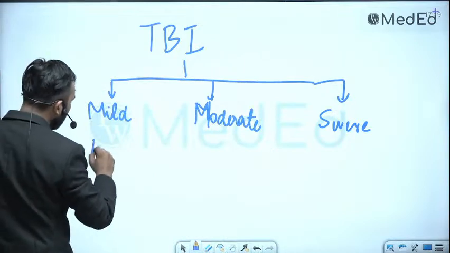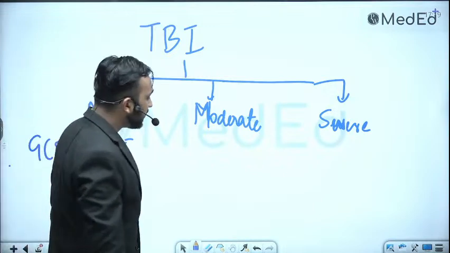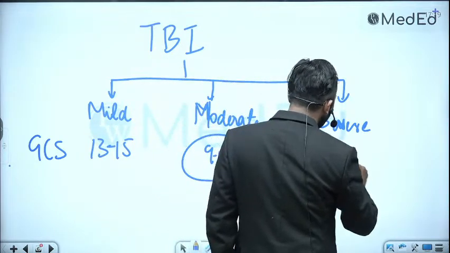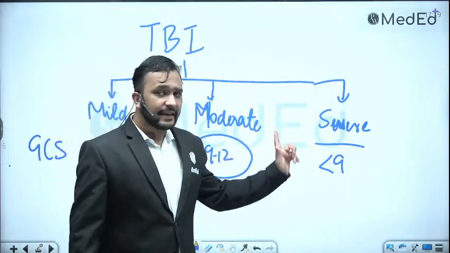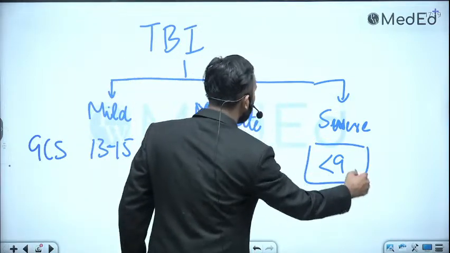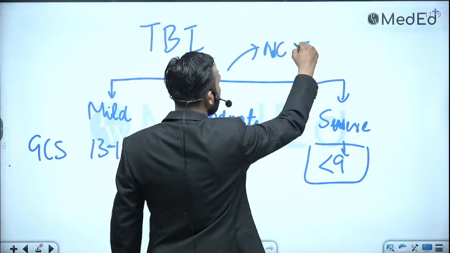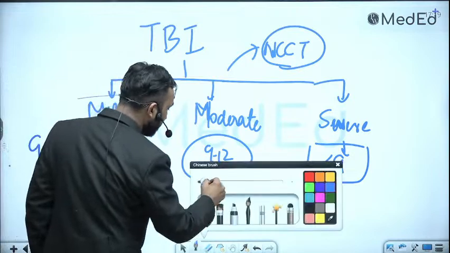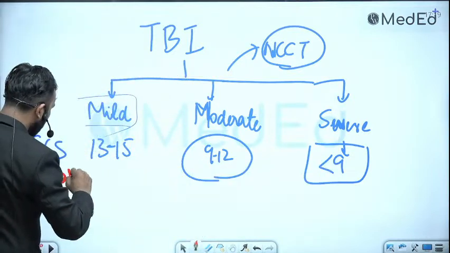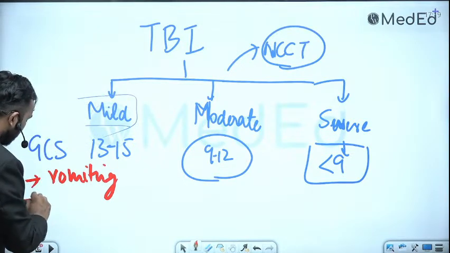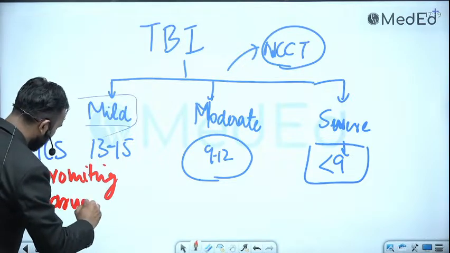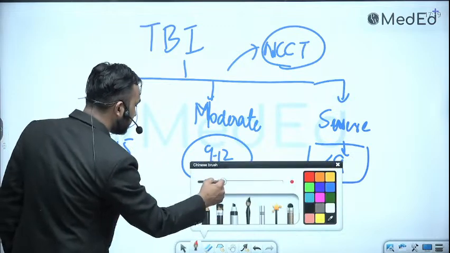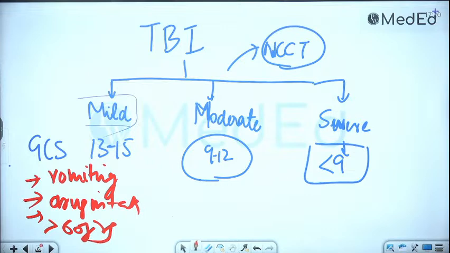If the GCS score is between 13 to 15, it is a mild traumatic brain injury. If it is between 9 to 12, it is moderate, and if it is less than 9, it is severe. In patients with moderate and severe traumatic brain injury, you will get an NCCT head. And in patients with mild traumatic brain injury who have any history of vomiting, or any history of drug intake, or the patient is old, more than 60 years of age, in these patients you can get an NCCT head done.